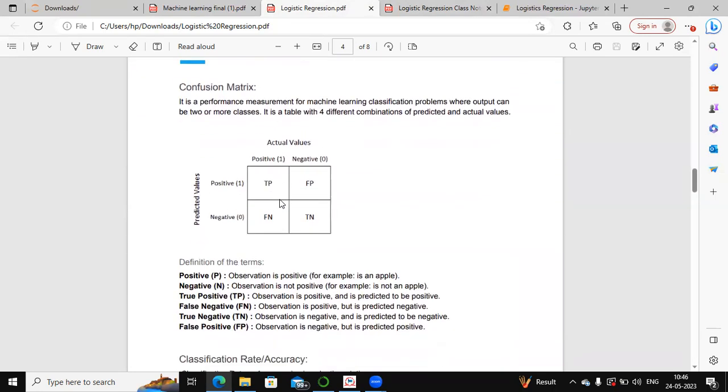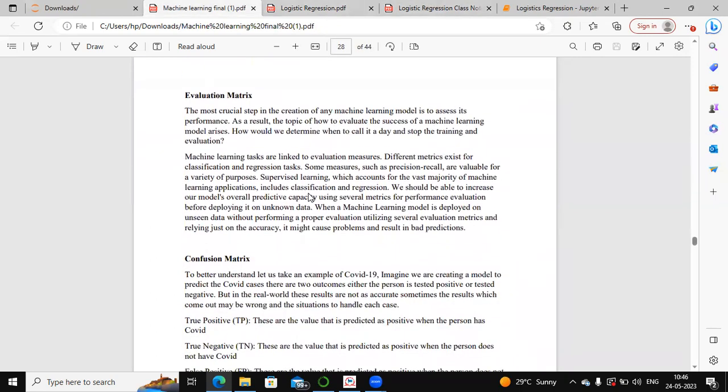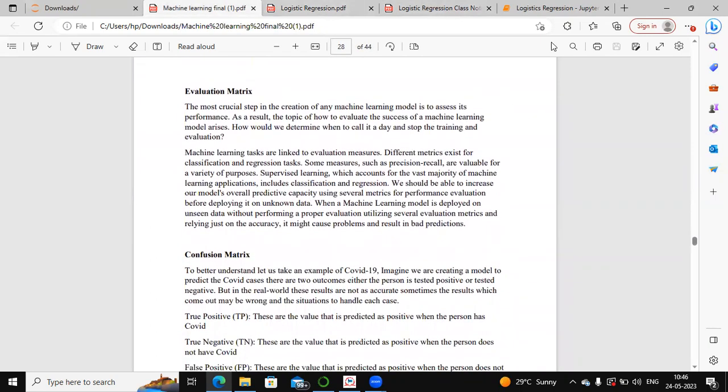So let's come to the confusion matrix. Let me teach this evaluation matrix once again here.